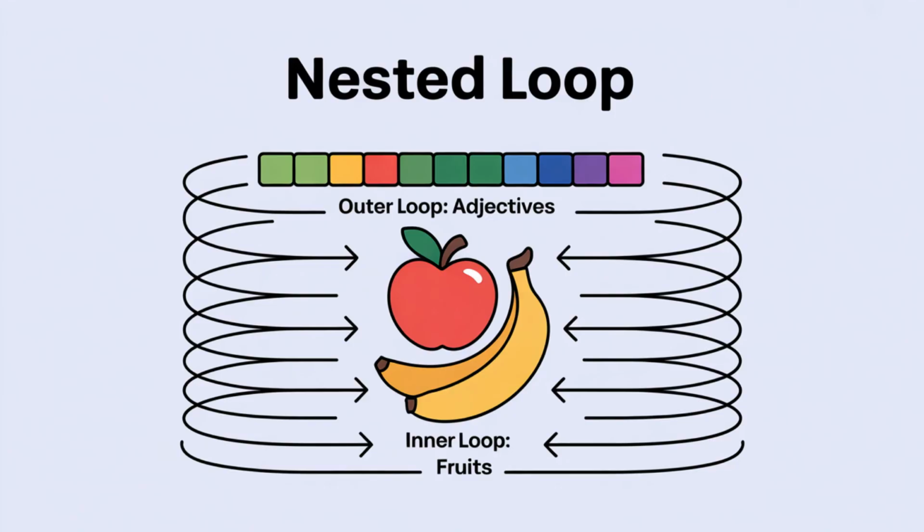Finally, let's talk about nested loops, a loop inside another loop. The inner loop executes completely for every single iteration of the outer loop. Check this out. We combine adjectives and fruits. For every adjective, the loop runs through the entire fruits list. This is how you handle multidimensional data. One last tip, for loops cannot be empty. If you're still planning your code and have an empty loop, just use the pass statement to avoid syntax errors.